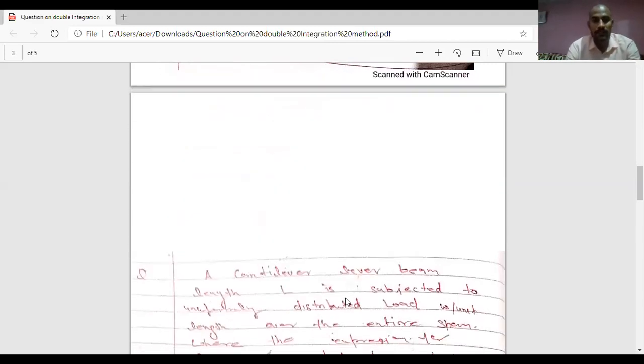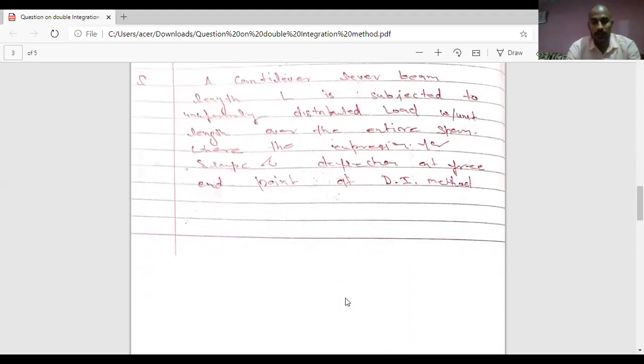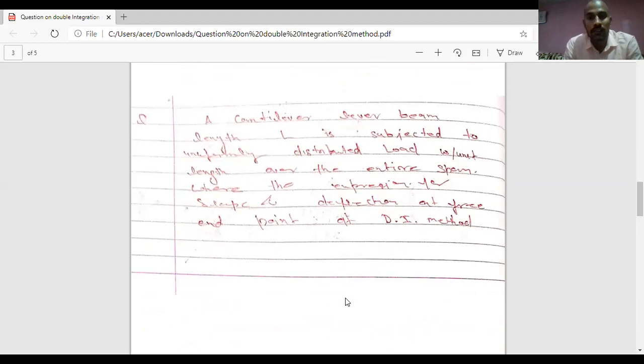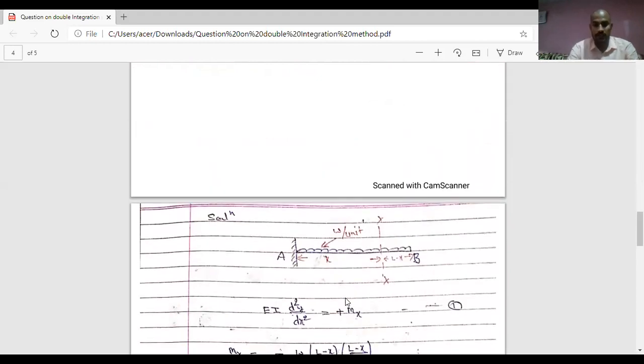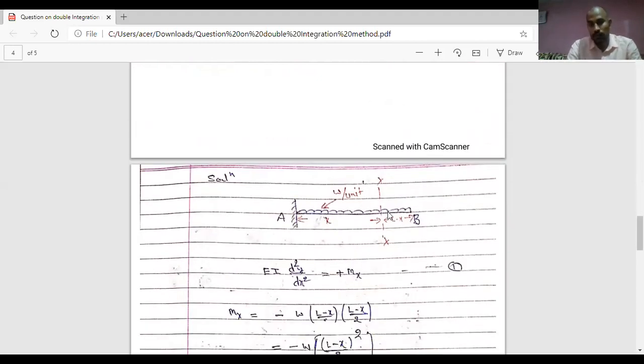Now we start with the second question. A cantilever beam of length L is subjected to uniform distributed load W per unit length over the entire span. Derive the expression for slope and deflection at the free end point by the double integration method. Solution of this question: this is the question. Over the entire span is applied uniform distributed load W.